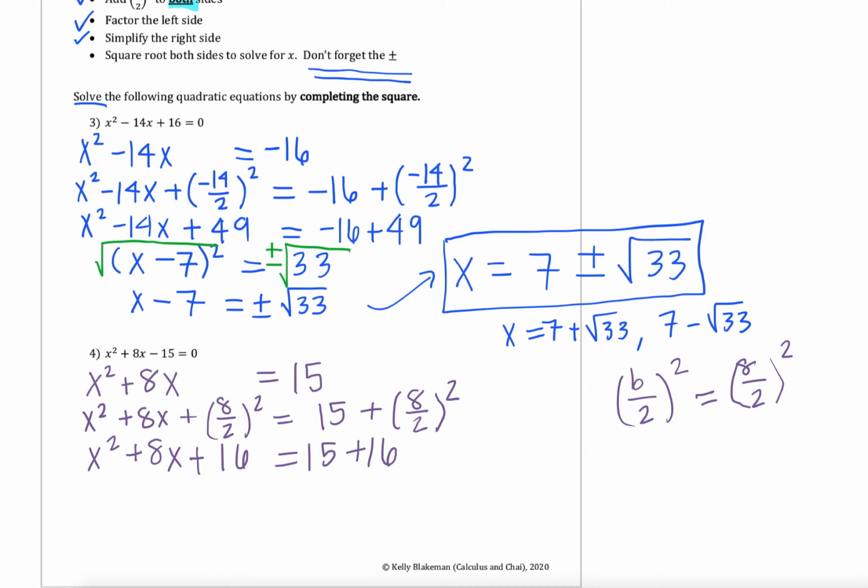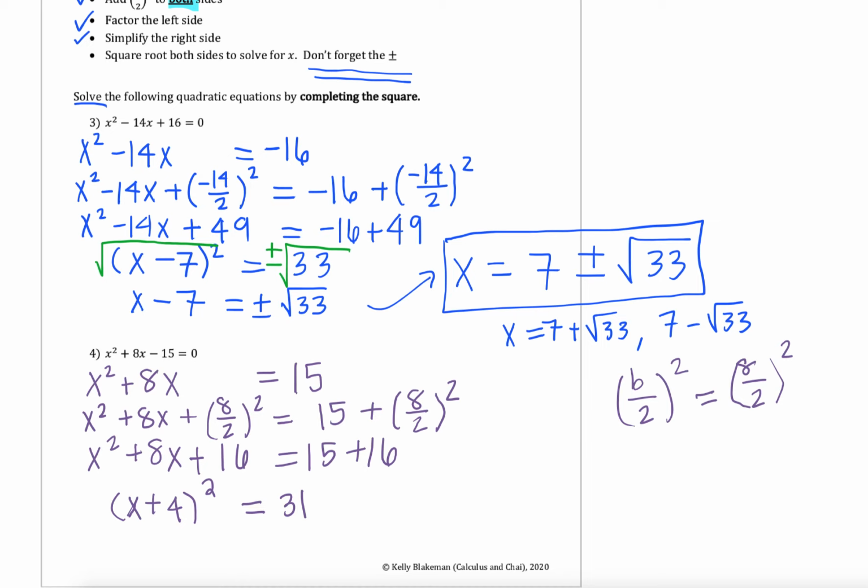So to factor the left-hand side, we're looking for two numbers that multiply to be 16 and add up to be positive 8. That would be positive 4 and positive 4, so we end up with x plus 4 squared, which we know has to happen since this is going to create a perfect square. I will always get that same number twice. On the right-hand side, 15 plus 16 would give us 31. Now that we've factored the left-hand side and simplified the right-hand side, our goal is to continue solving for x.